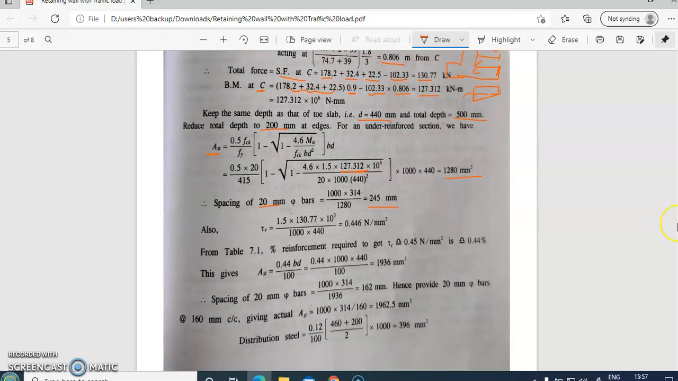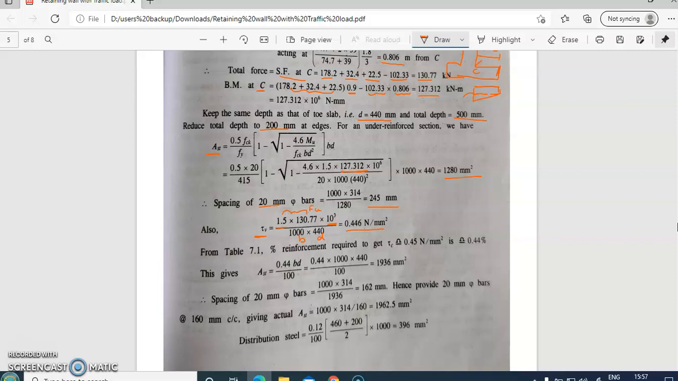Let us also check the shear stress, tau V. So 130.77 is the shear force unfactored. Let us multiply that by 1.5 to convert it into Vu, and 1000 to convert kilonewton to Newton, divided by b into d. We get 0.446 Newton per mm square.